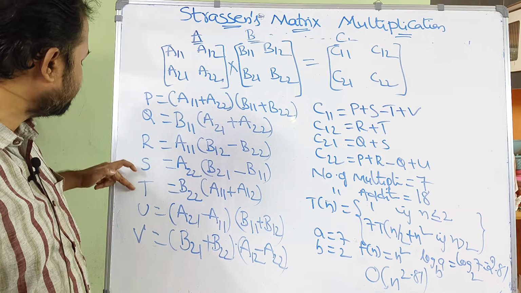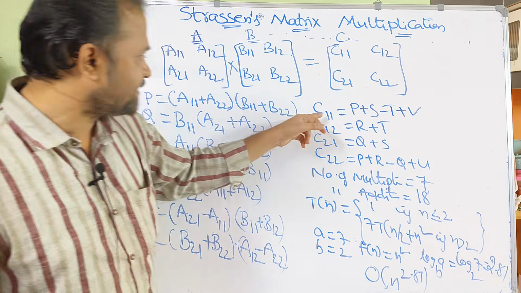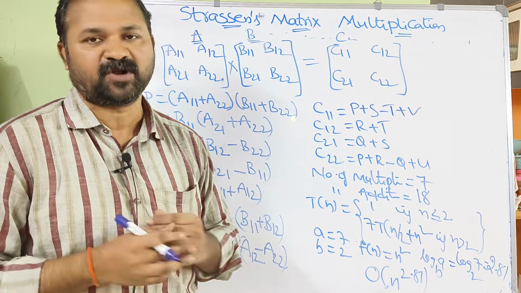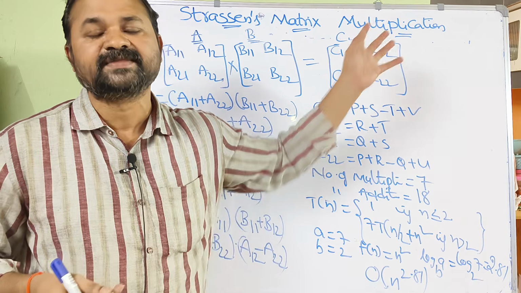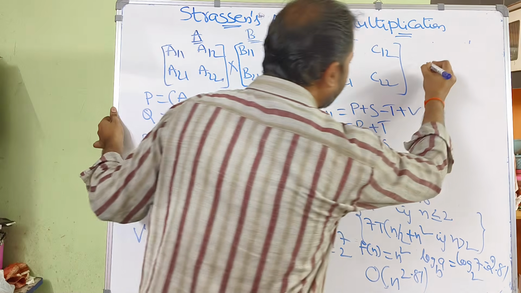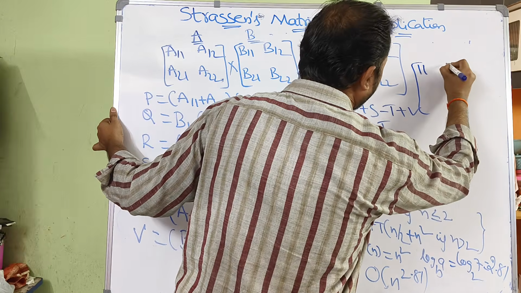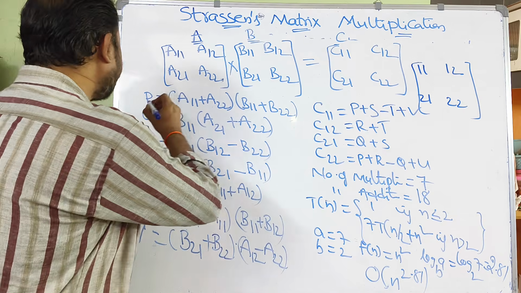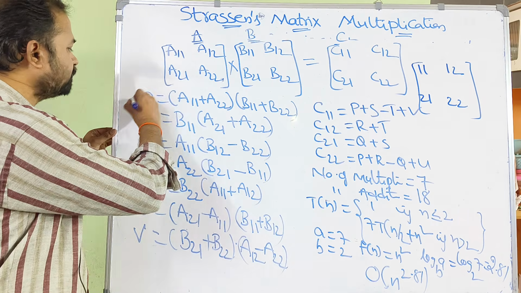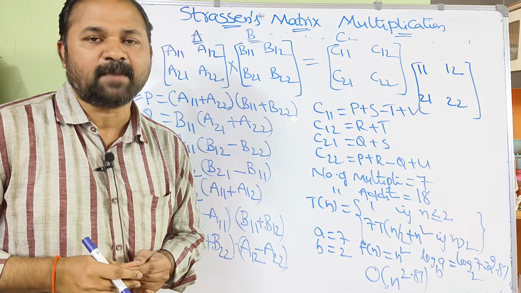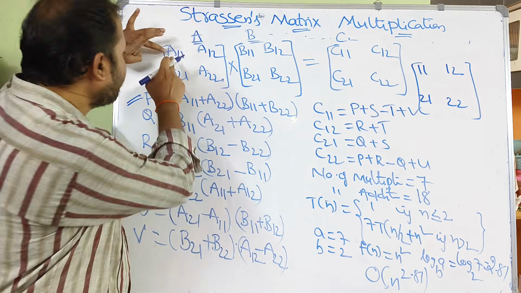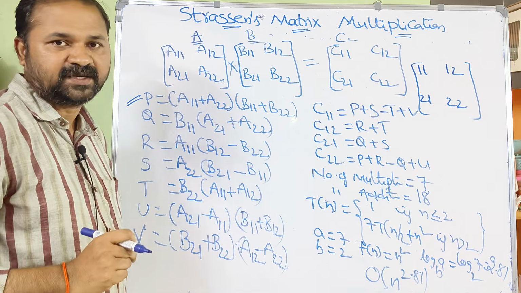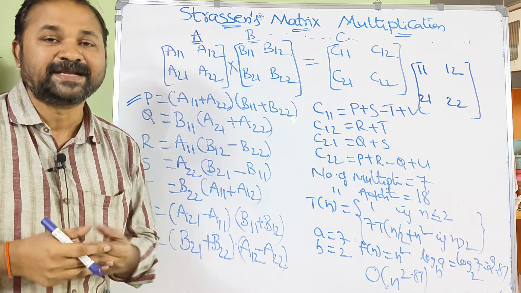So P, Q, R, S, T, U, V. So these are some formulas. Next, C11, C12, C21, C22. These are the formulas. Now let us see how we can remember these formulas. Okay. So here the dimensions are 11, 12, 21, 22. First let us see how we can remember P. P means simply we have to add the diagonal elements. So A11 plus A22 into B11 plus B22. So you add the diagonal elements and then do the multiplication on them.